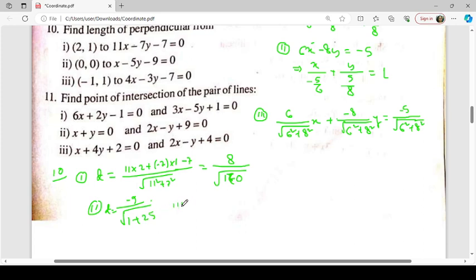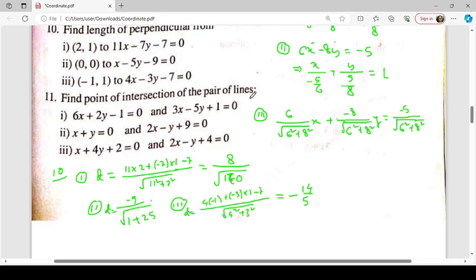Then number 3 is minus 1, 1, so d is equal to 4 into minus 1 minus 3 into 1 minus 7 by root over 4 square plus 3 square. So it is minus 4 minus 3 minus 14, equal to minus 14 by 5. So this is the formula for this.